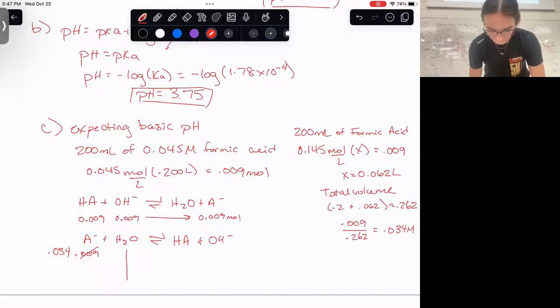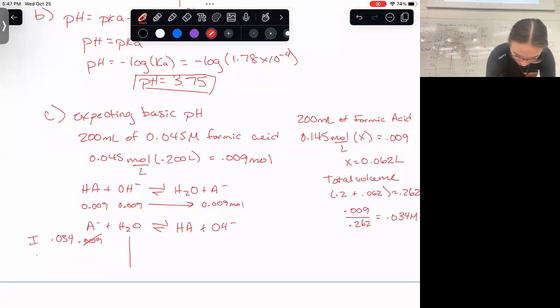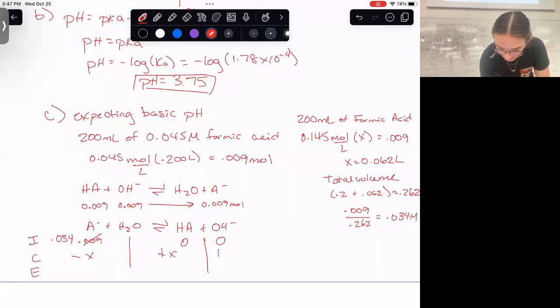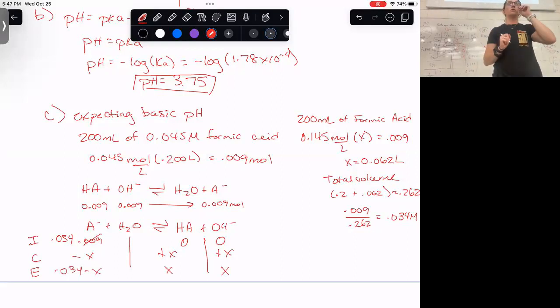Okay. Now that we have concentration, we're just going to solve this like an ICE table. We just said that we have 0 because all of our HA gets used up to form our products. So we have 0 of HA and 0 of OH minus. Our change is minus X, plus X, and plus X. And so at equilibrium, we have 0.034 minus X, X, and X. How do we solve for pH from here?